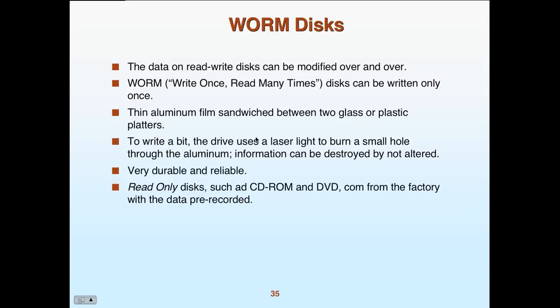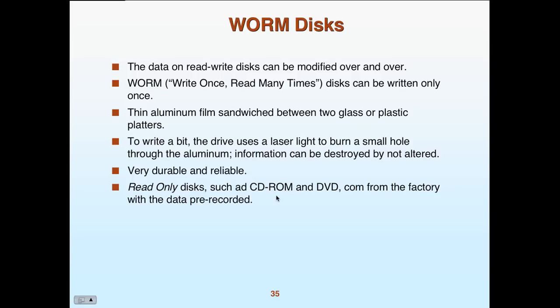So to write a bit, the drive uses a laser light to burn a small hole through the aluminum. The information can be destroyed, but not altered, which is interesting. So very durable, very reliable.